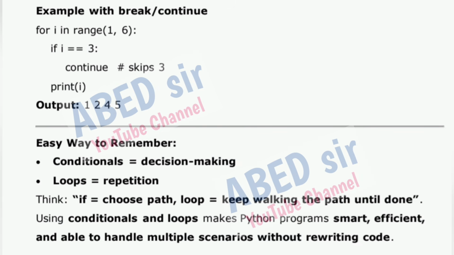Example with break and continue. for i in range(1, 6): if i == 3: continue # skips 3. print(i). Output: 1, 2, 4, 5. Easy way to remember. Conditionals are decision making. Loops are repetition. Think of if as choosing a path. Loop is keep walking the path until done. Using conditionals and loops makes Python programs smart, efficient, and able to handle multiple scenarios without rewriting code.